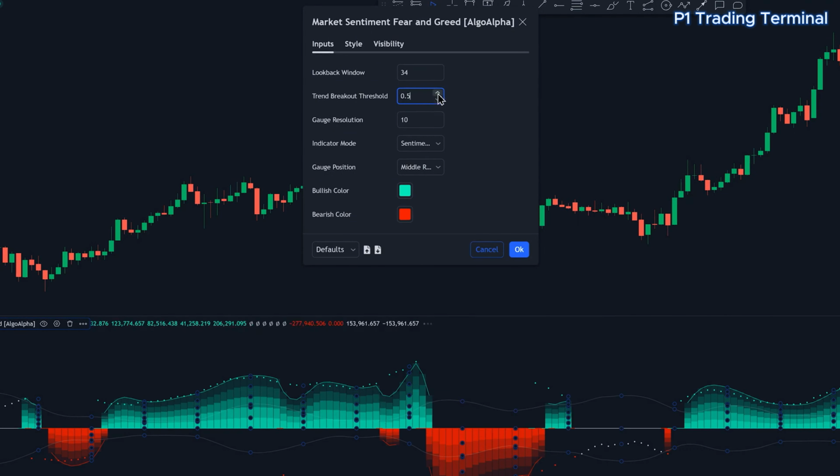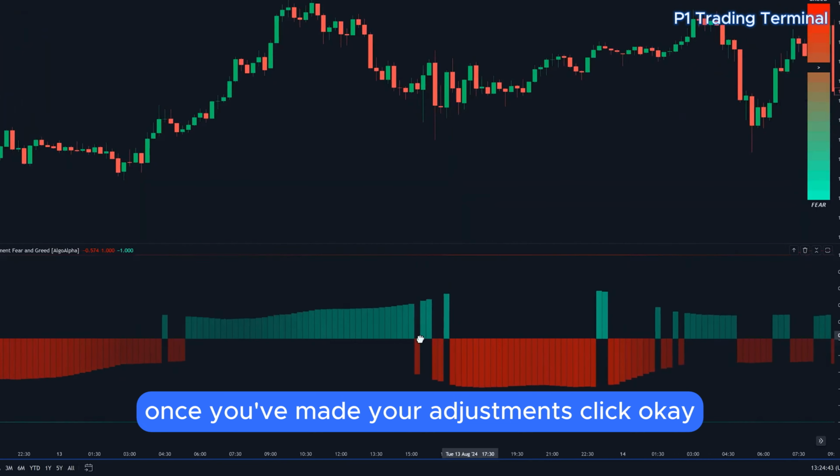Now, the gauge resolution controls the size of the sentiment gauge. I'll increase this to 20 to make it a bit larger. Next, we have the indicator mode, where you can toggle between sentiment true and sentiment normalized. For this video, I'm going to change this to sentiment normalized, and as you can see, this is how this indicator is going to look. And then here we can also customize the bullish and bearish colors, but I'm going to leave these as they are. Feel free to experiment with the settings as well as the style tab to adjust this indicator to suit your needs. Once you've made your adjustments, click OK.